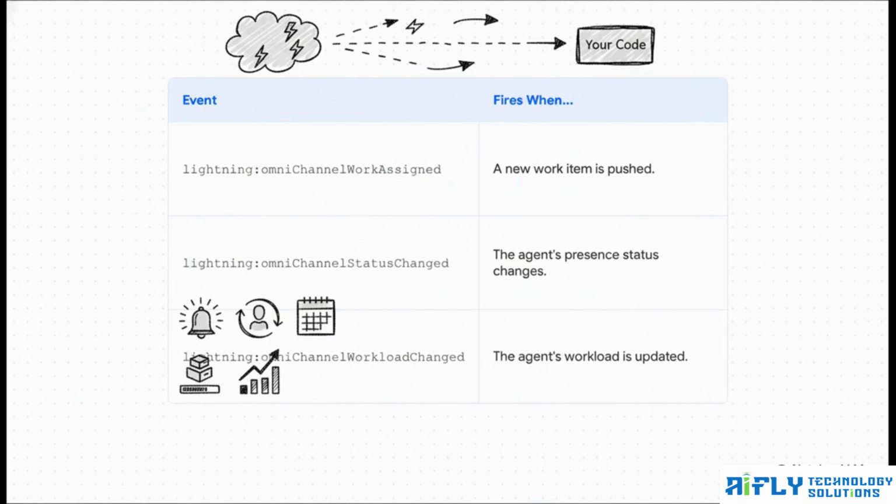But here's the thing. It's not a one-way street. Your code doesn't just talk, it has to listen. When that work-assigned event fires, you can do way more than just show the case. You can trigger a screen pop with the customer's entire order history from another system. When status changed fires, you can kick off a timer to see exactly how long agents spend in after-call work. This is how you build a seriously intelligent console.